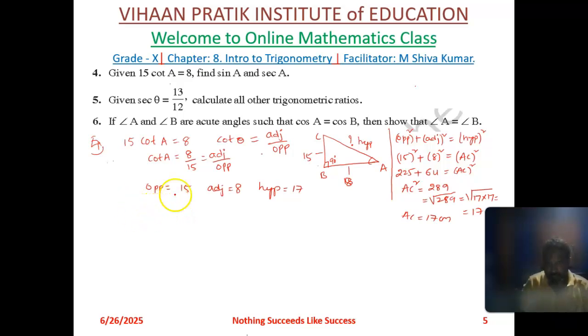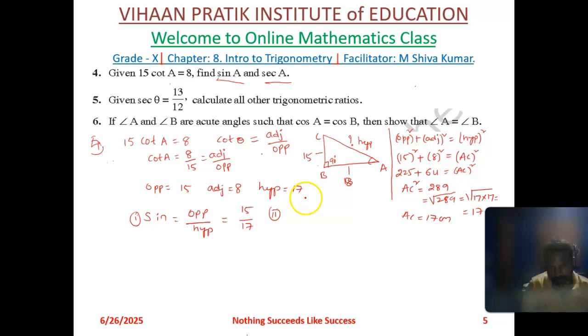Now what do we need to find out? We need to find sine A and secant A. First, sine A. Sine A is the ratio of opposite by hypotenuse, which equals, opposite is 15 and hypotenuse is 17. So the value is 15 by 17.